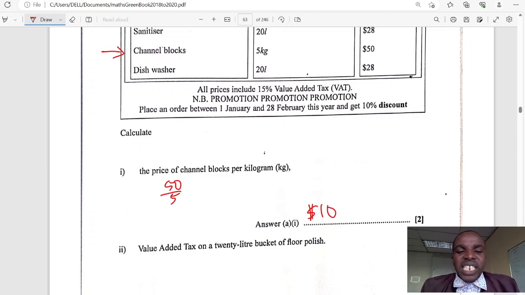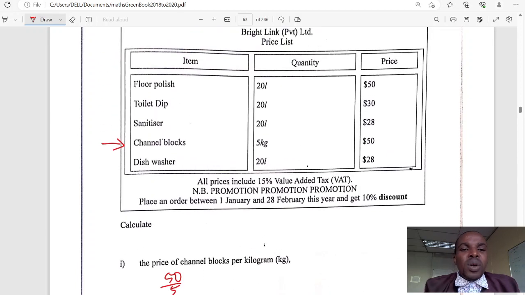Next, value added tax. Calculate the value added tax on a 20-liter bucket of floor polish. Where is floor polish here? It's here. Let's read this part. All prices include 15% VAT. Promotion: place an order between 1 January and 28 February this year and get 10% discount. And they said calculate the value added tax on a 20-liter bucket of floor polish.